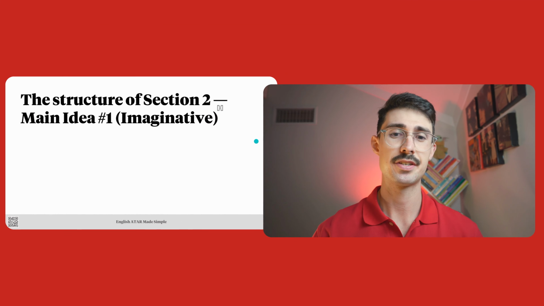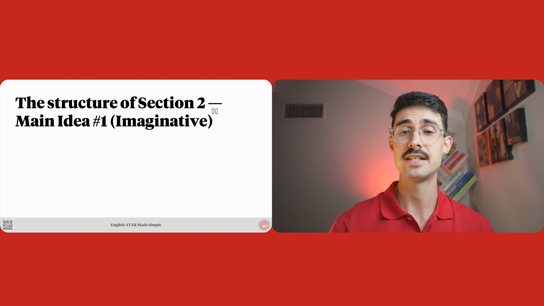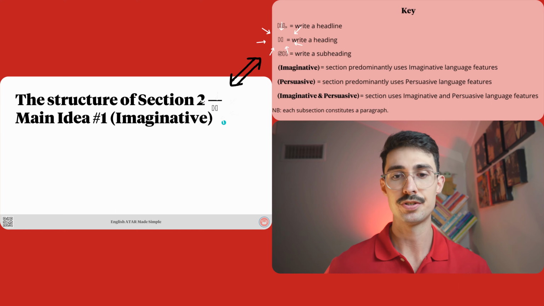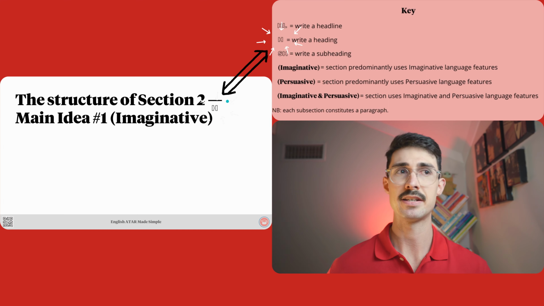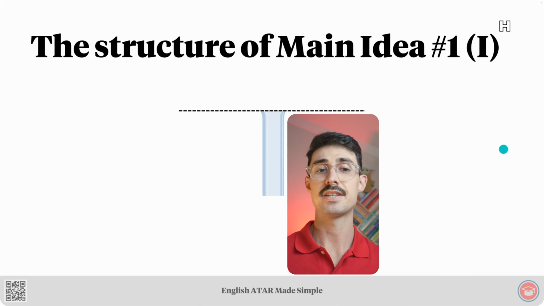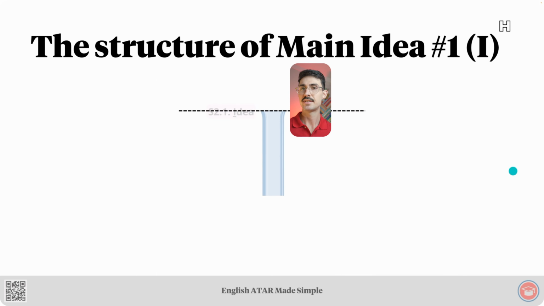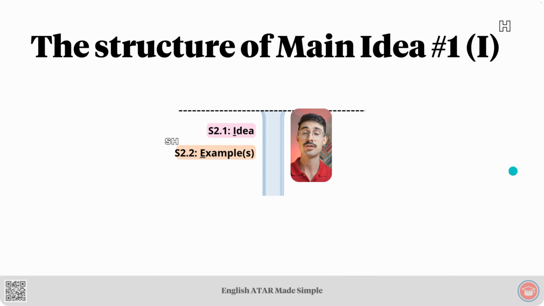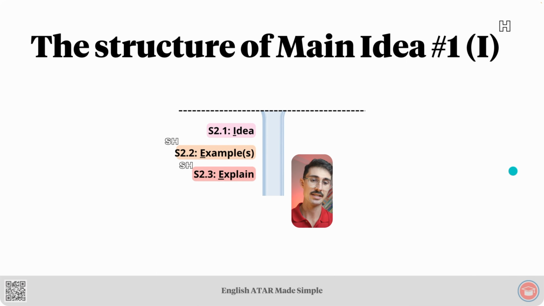Here is the structure of section 2, main idea number 1, the focus of which is imaginative language features. Also note the letter H here, which means that we're writing a heading. Here are the subheadings of this section. Section 2.1 is an idea subsection. Section 2.2, example or examples subsection. And section 2.3 is an explain subsection.